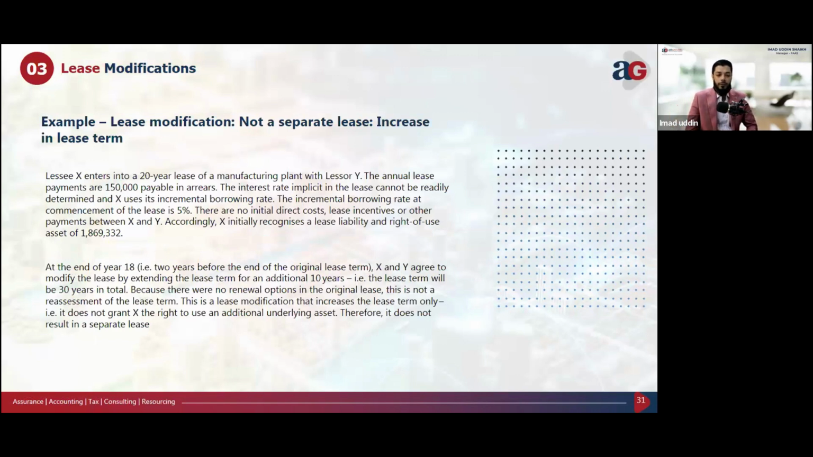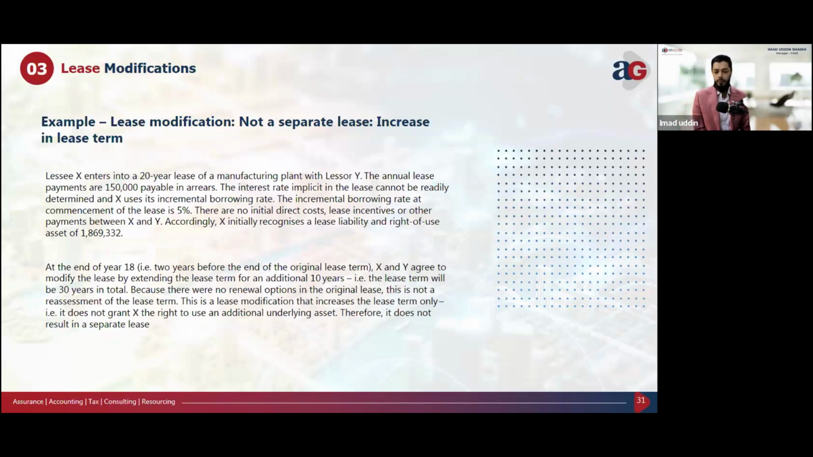But what if it's not a separate lease? What if the increase in scope is not commensurate with the standalone price? So we'll read through an example. If you have any question, please feel free to ask. I'll try to make it as clear as possible, but you'll have to focus a little bit more on this. We have just two such examples, which are slightly more involved. Bear with us, and I think it would be really beneficial.